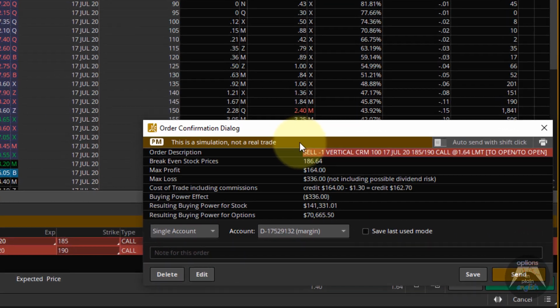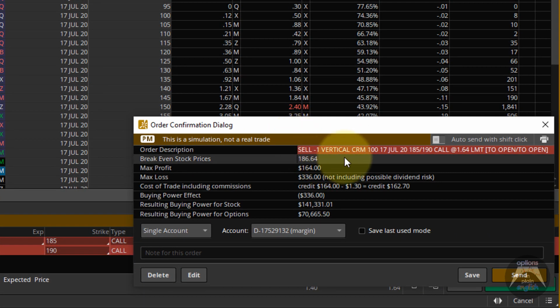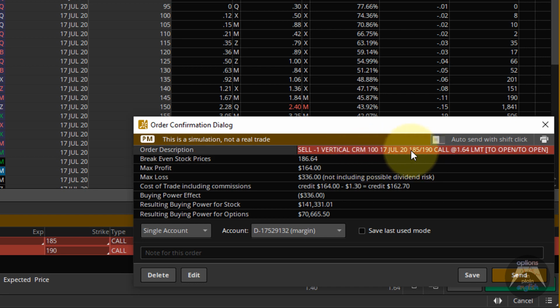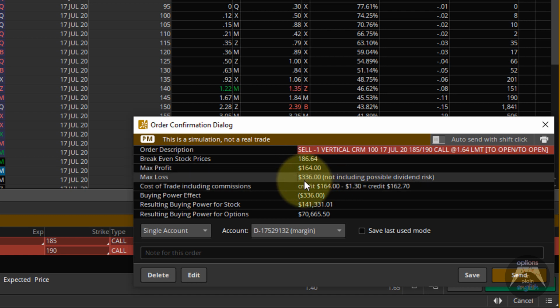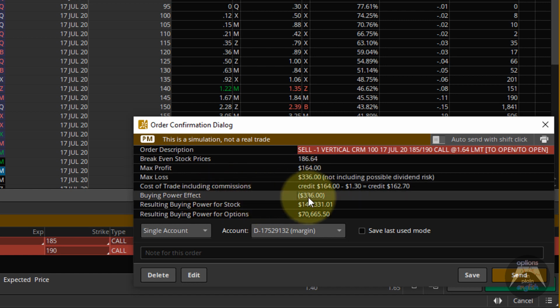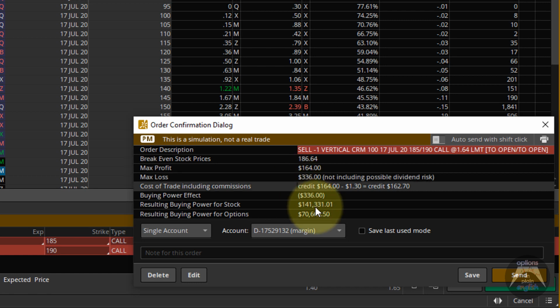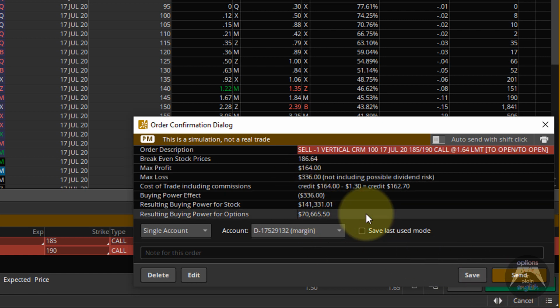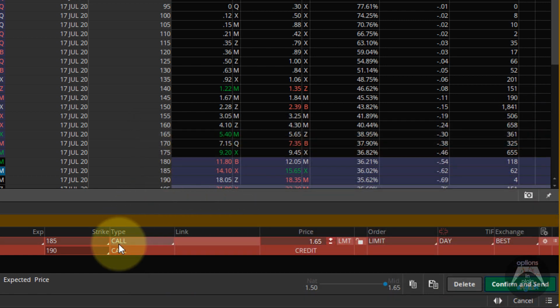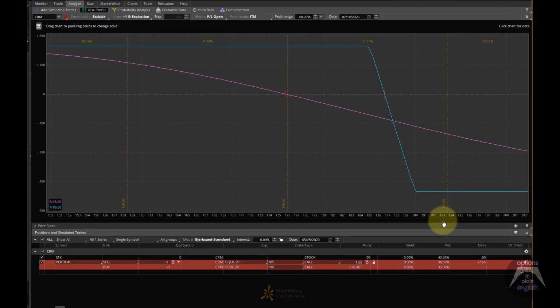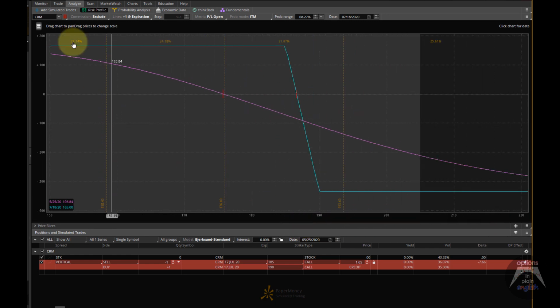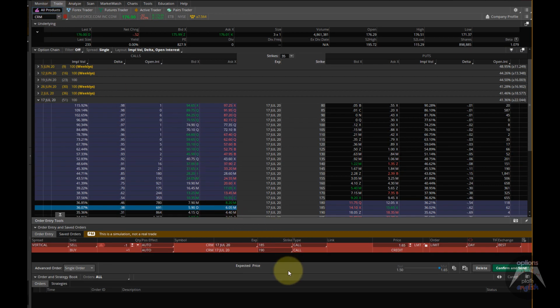So if I analyze here, I'm selling one vertical CRM. I'm selling the 185 190 for 164. My max profit is $164. My max loss is $336. So I'm talking about a buying power effect, which is going to be equal to the max loss of $336. Okay. So I'm going to send this to the Analyze tab.